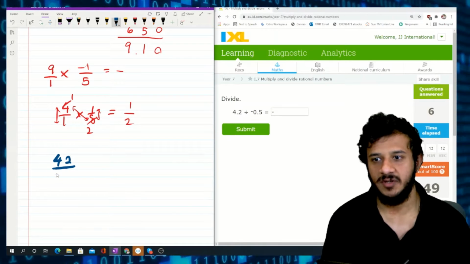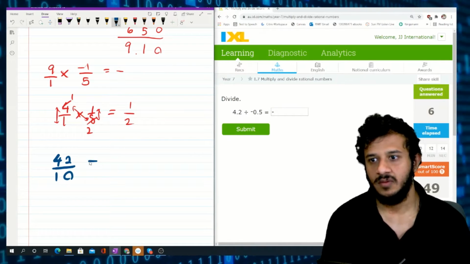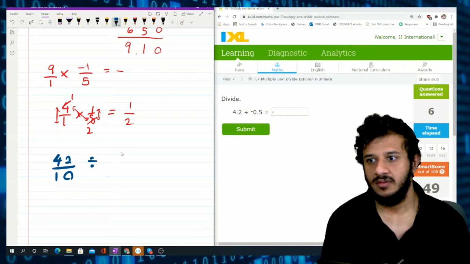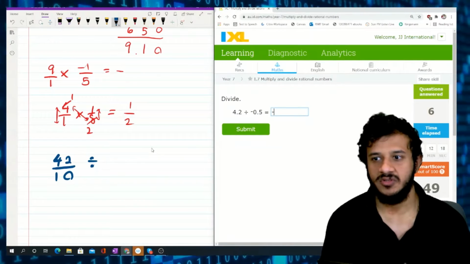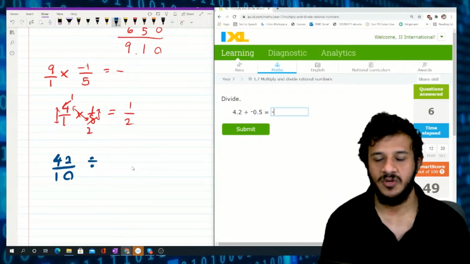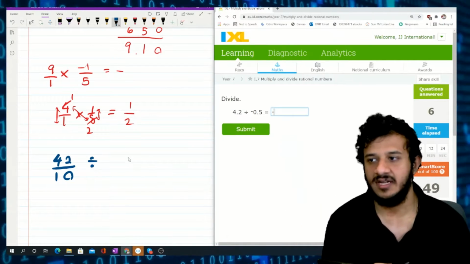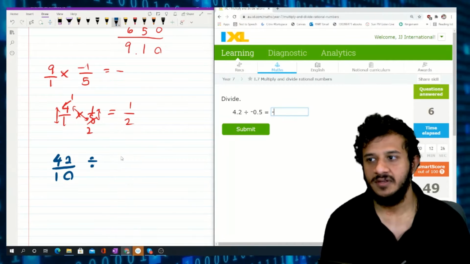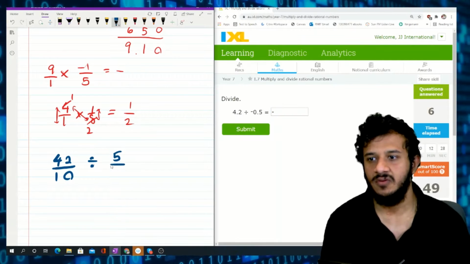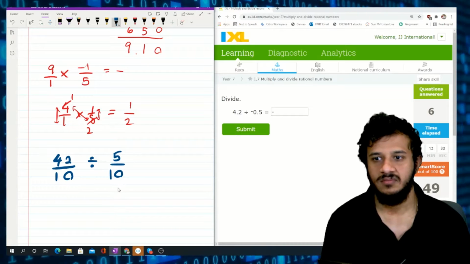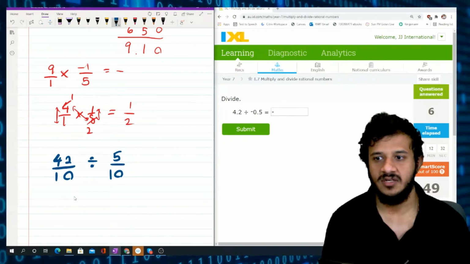42 divided by 10. The negative I have already thought about, so I'm not going to think about it as negative 0.5 anymore, because we know the correct answer. The answer is going to be negative. That's done. 0.5 means I can write it as 5 over 10. And now we can start to do the division.